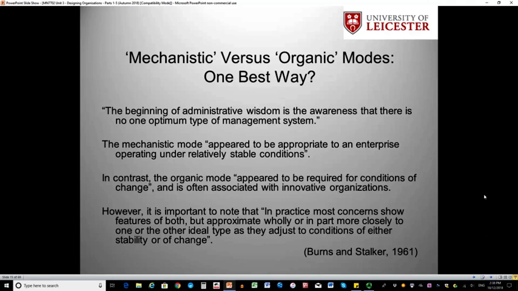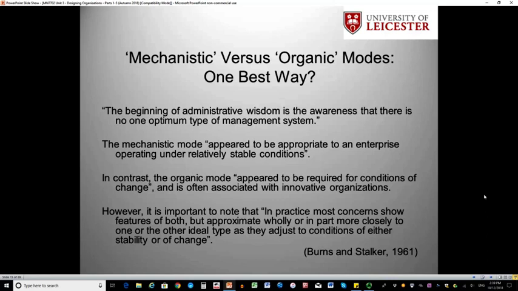So the mechanistic mode linked into where quality is important, where consistency is important, and where you have a stable environment. And that the organic mode is much more effective and much more important when you operate in a dynamic environment and in circumstances where your objectives are that you would like to be innovative. So the organic mode is strongly connected to the innovation agenda.